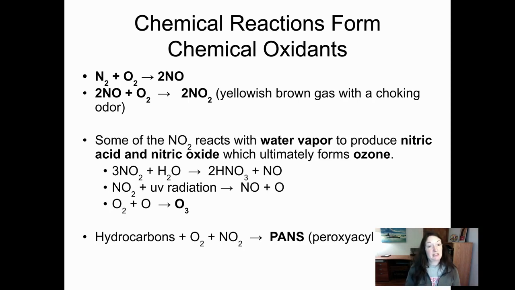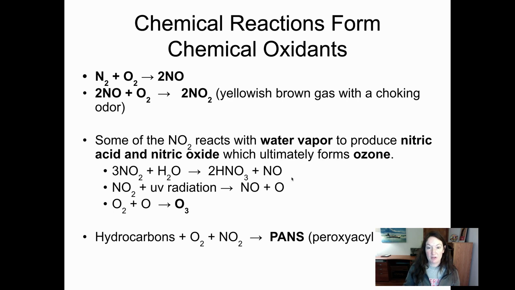So mixing of nitrogen and oxygen gas forms nitrogen oxide. That's this 2NO. That then mixes with more oxygen in the atmosphere, and that creates nitrogen dioxide. And that is a yellowish brown gas with a choking odor. So that is something that we get a lot in cities and in the case of photochemical smog. Some of that nitrogen dioxide then reacts with water to produce nitric acid, which is this right here, and nitric oxide.